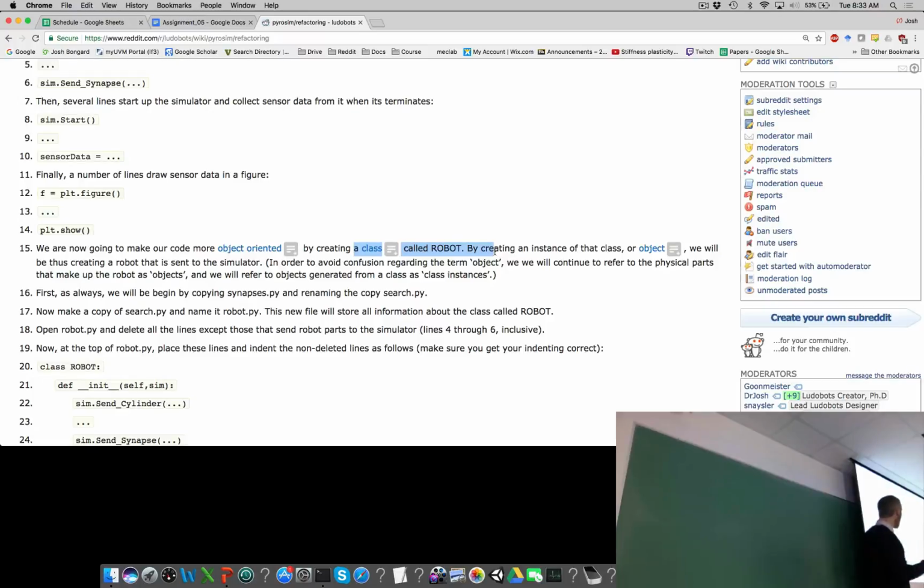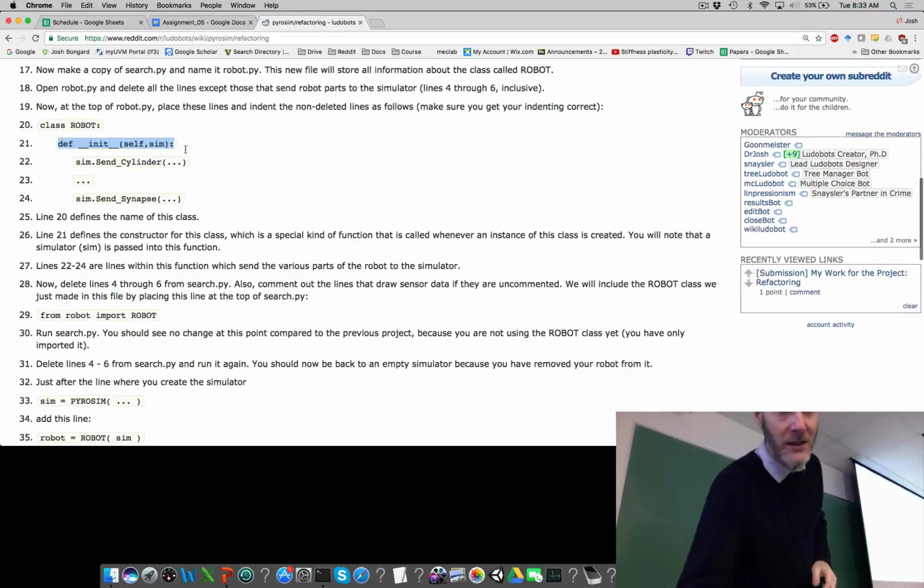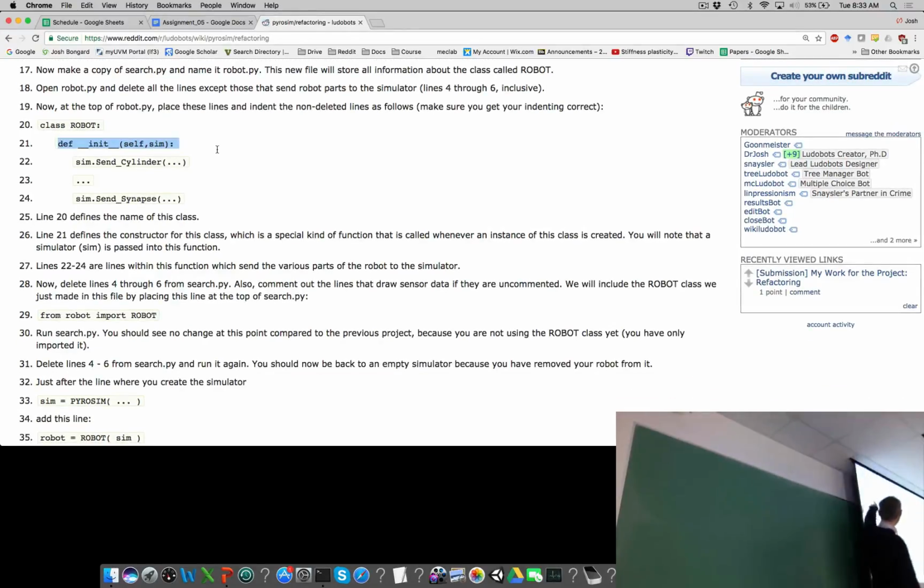You're going to define this class called robot, and inside of the class is going to be a constructor. So every time you create an instance of this class, this special function called a constructor is called, and it's going to send all of the material that makes up that robot to the simulator. Okay, so usually we talk about classes and objects. So an object is a particular instance of a class, but we already have objects, which are the pieces that make up the robot. So I'm going to try and talk about classes and then a class instance, which is an object. So just try and keep our terminology straight.